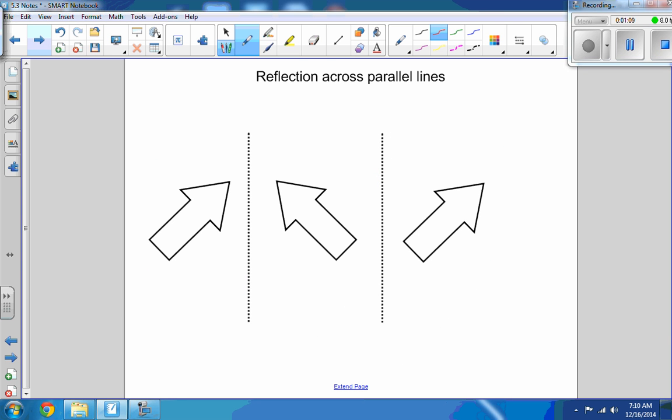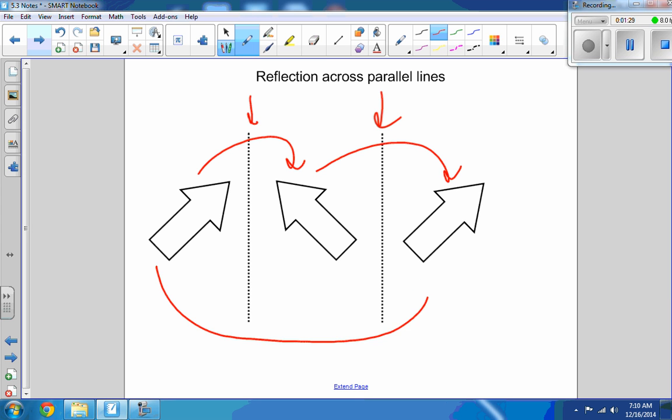Now, if we look at what we have here, we have reflection across parallel lines. So we're reflecting across this line, so we go from this image to this image. Then we reflect across this line, from this image to this image. Now, you'll notice something when we do a reflection across two lines.